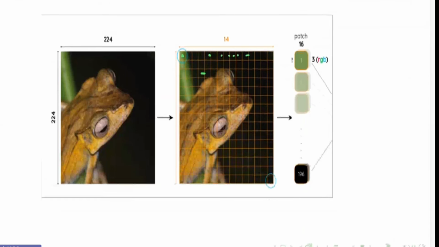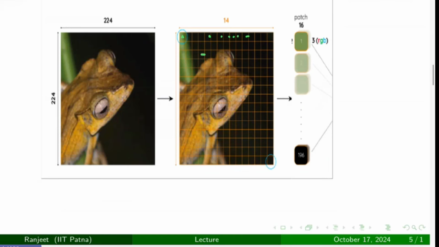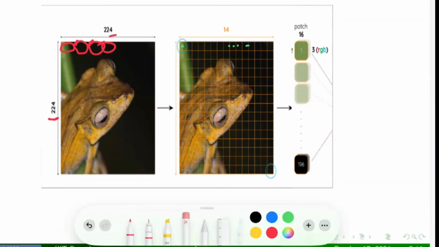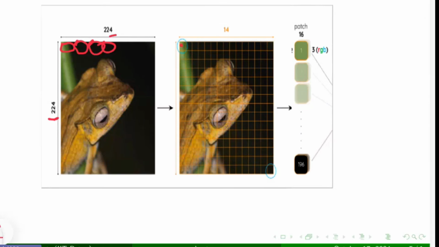So again, for more understanding, let us take one more example. Suppose you are given this 224 by 224 image. This is the image of a frog. Now your goal is to convert it into patches, and suppose I'm saying you consider 16 by 16 patches. Then this image will be converted into different patches. You can see this is the first patch, second patch, third patch, and so on.